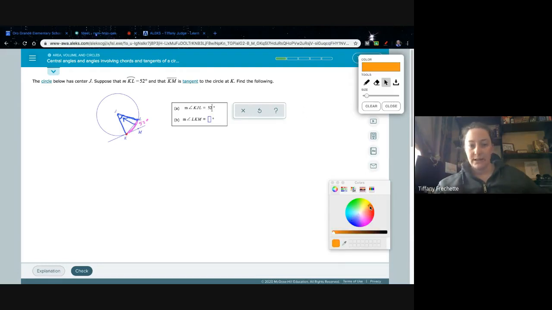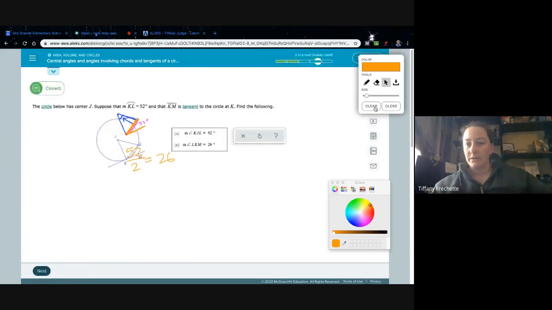Now they ask us to look at, turn the pen tool on, LKM like this. And I know I'm getting a little bit messy there with the arc getting a little mixed up, but it's the same arc here going from L to K. So remember, this is chord to tangent, which means the arc is twice the degree of the angle. So we want to divide by 2, and we get 26 there. Check. All right, let's do one more.